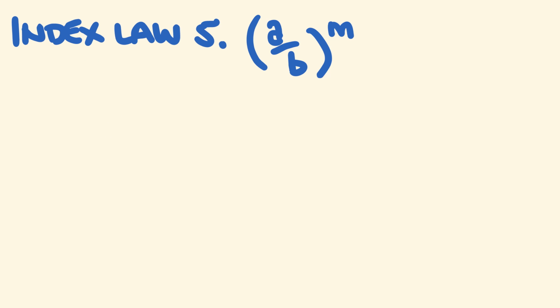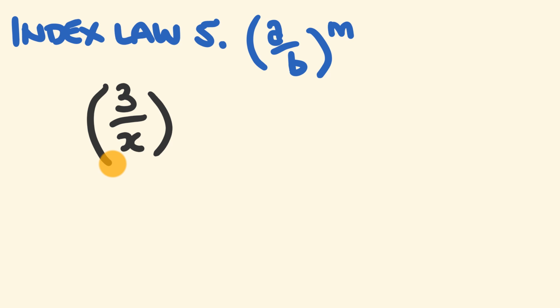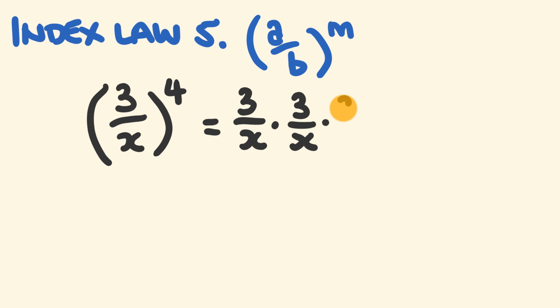So the example we're going to use is this one here. Say we had 3, and that was placed over the top of x. And then we get all of that, and we are going to raise it, not to the power of 3, let's put it to the power of 4. Okay, so what are we going to do with this? Now, if I was to draw this out, this is basically 3 over x multiplied by itself 4 times. So this would be equal to 3 over x multiplied by 3 over x multiplied by 3 over x multiplied by 3 over x.